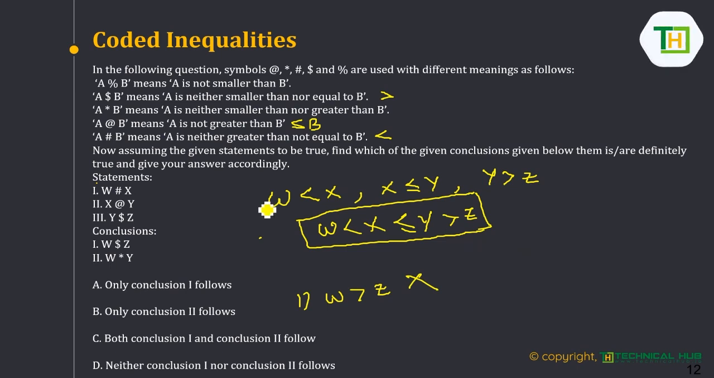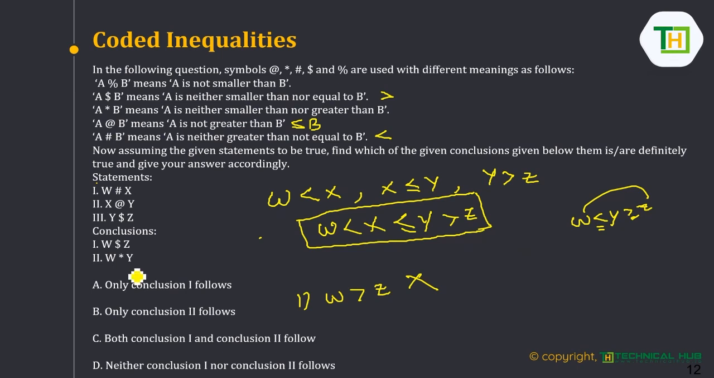W less than X, and X less than or equals to Y means W less than Y, using statements 1 and 2. So the W and Y relation is W less than Y. And with statements 2 and 3, Y greater than Z. So what is the relation between W and Z? One is less than, one is greater than. There is no relation between W and Z.